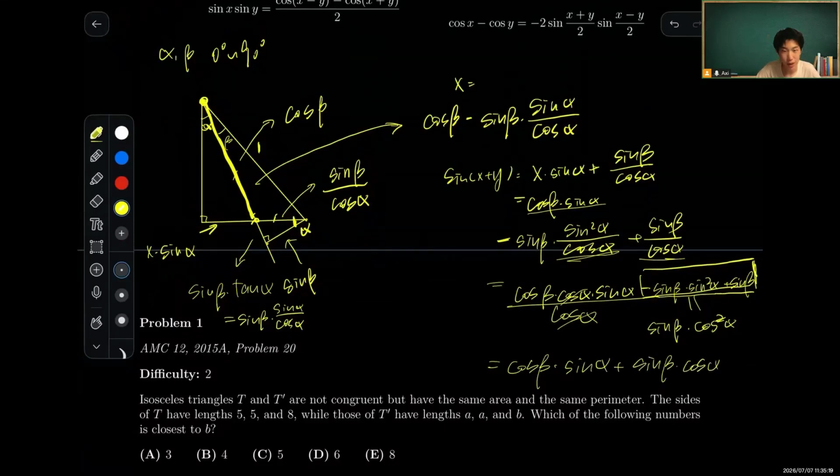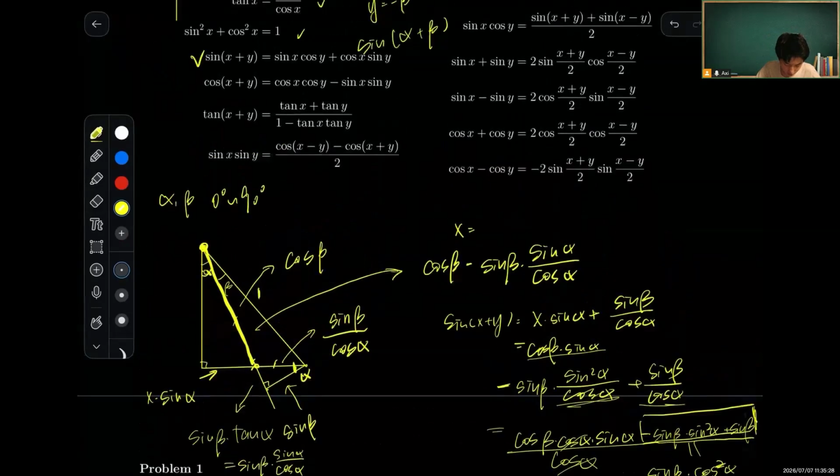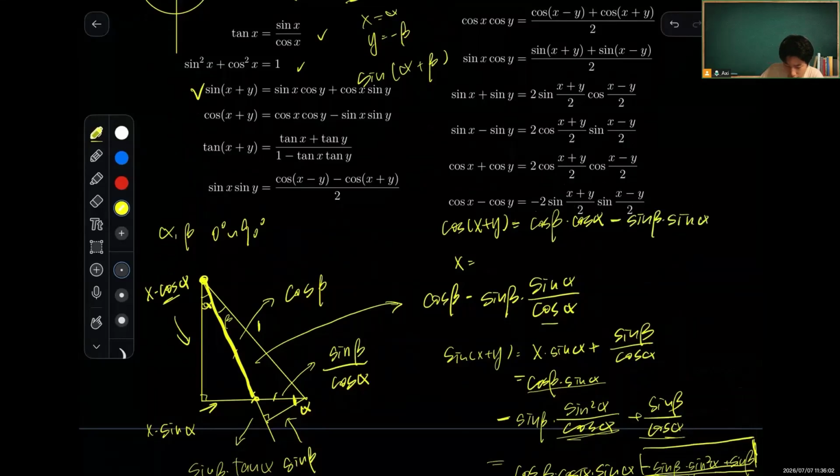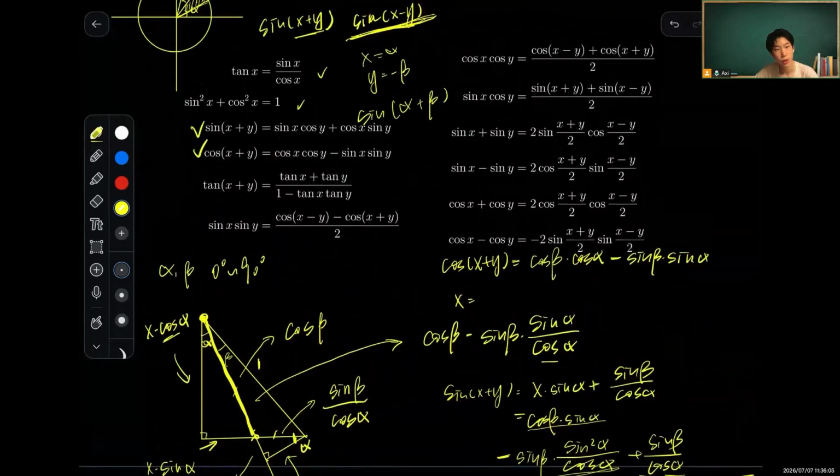Don't get distracted by the problem down here. We are focusing on the angle addition identity. And then similarly, we can also find this length, because this is simply x times cosine of alpha. So that means cosine of x plus y is equal to cosine beta times cosine alpha, and luckily these two terms cancel off, which is minus sine beta times sine alpha. So we have these two equations.